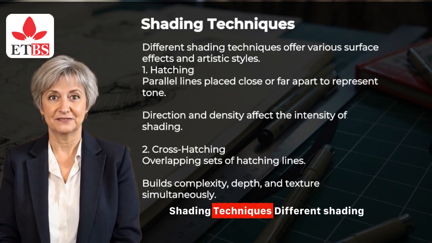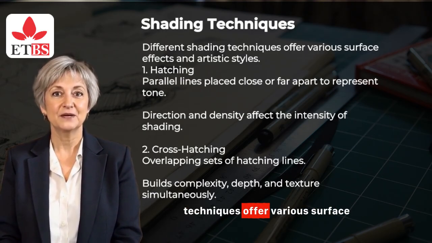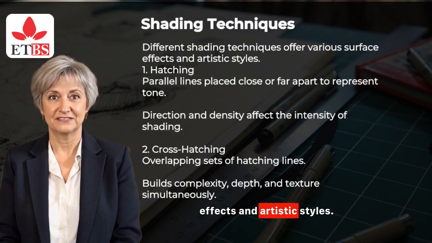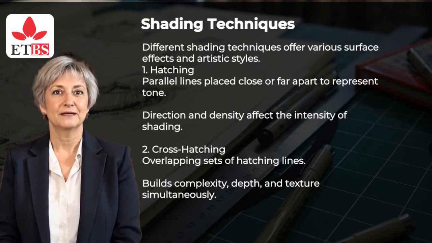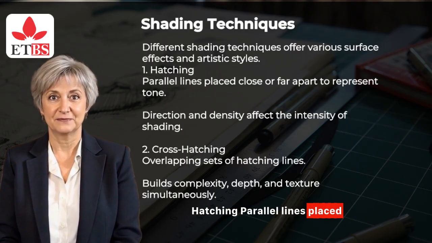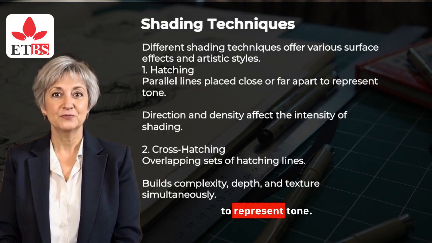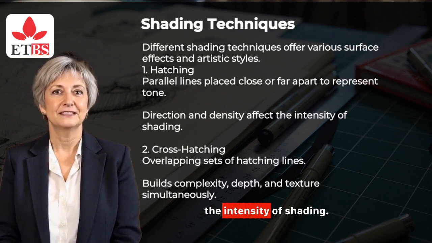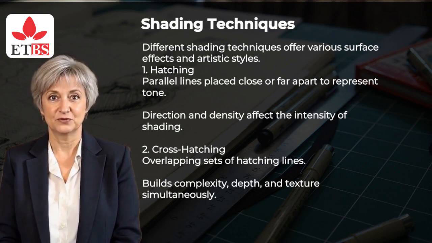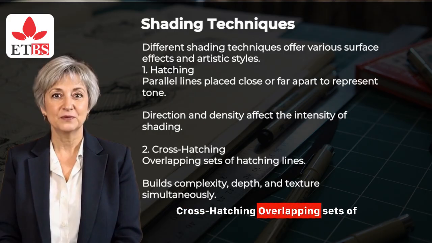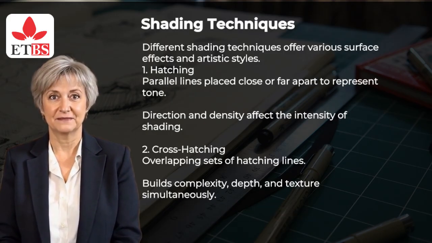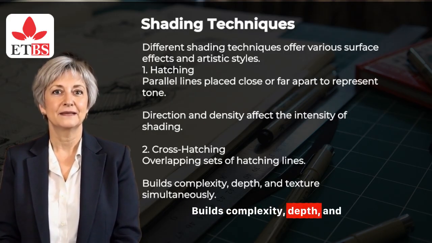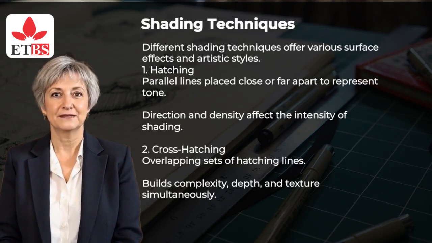Shading techniques. Different shading techniques offer various surface effects and artistic styles. 1. Hatching, parallel lines placed close or far apart to represent tone. Direction and density affect the intensity of shading. 2. Cross-hatching. Overlapping sets of hatching lines. Builds complexity, depth, and texture simultaneously.